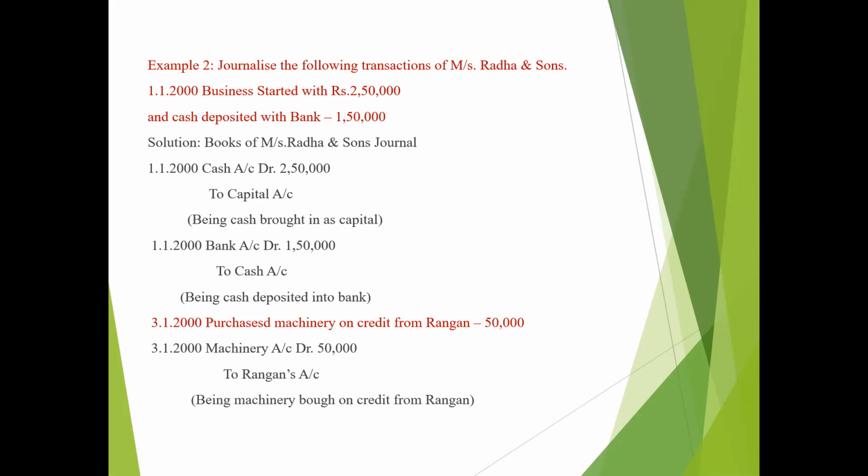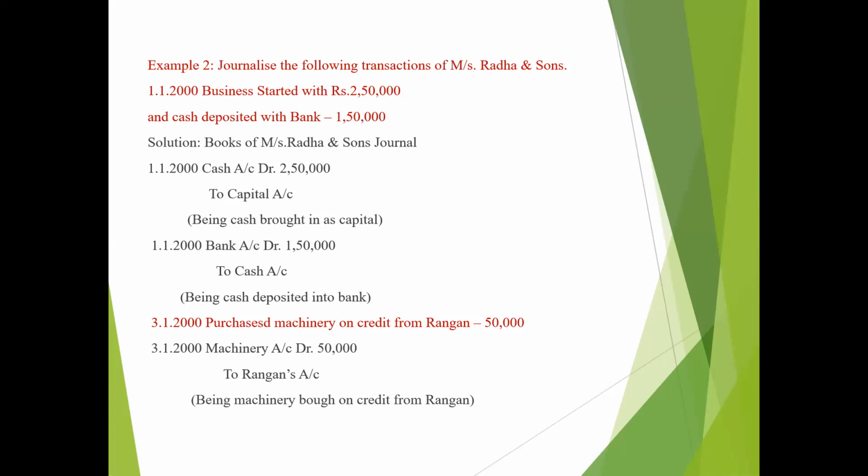Being cash brought in as capital. So that is the narration. The second one is bank account debtor to cash account. The narration is being cash deposited into bank. Both entries are made on the same date. In the first entry, business started with rupees 2,50,000 is called capital. So cash account debtor to capital account.